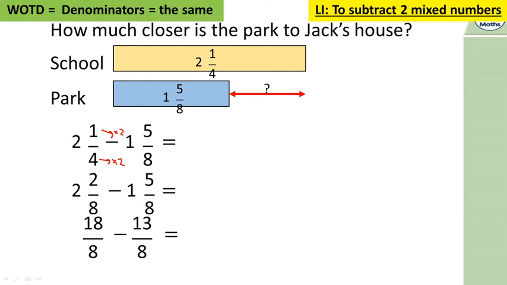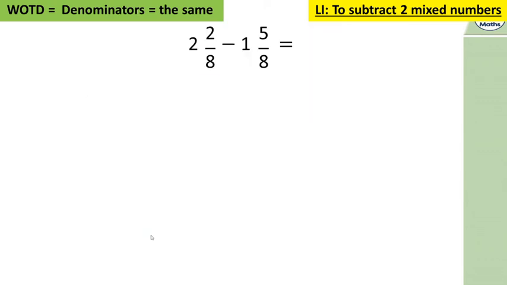1 times 8 is 8, plus 5 is 13. 13/8. So 18/8 minus 13/8 is 5/8. So the answer is 5/8. So the difference, how much closer, is 5/8 of a kilometre.